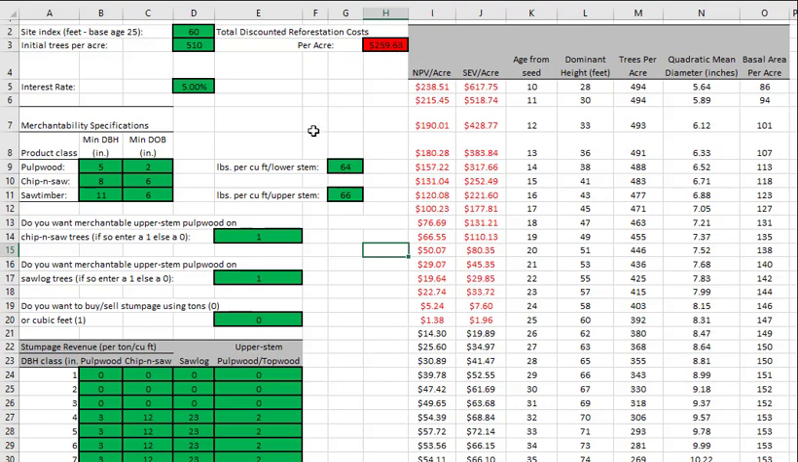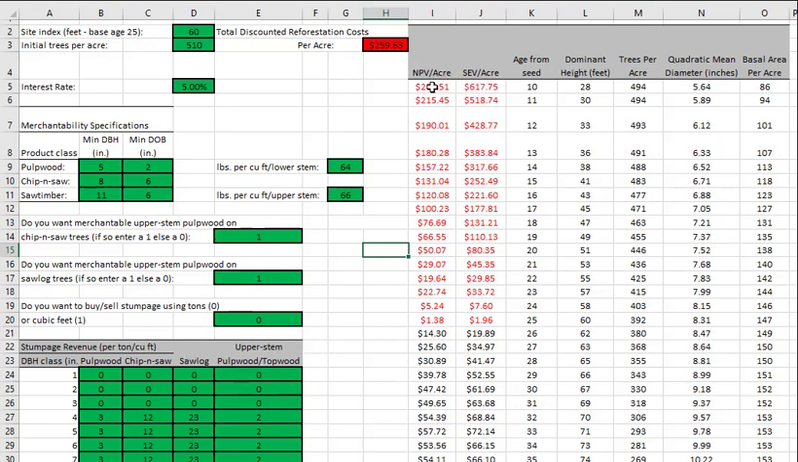Then your pounds per cubic foot, lower stem, upper stem. Do you want to have top wood on your chip and saw log trees? Do you want to buy and sell in tons or cubic feet? And if you do, make sure you adjust the stumpage revenues here for pulpwood, chip and saw log, and then upper stem pulpwood or topwood.